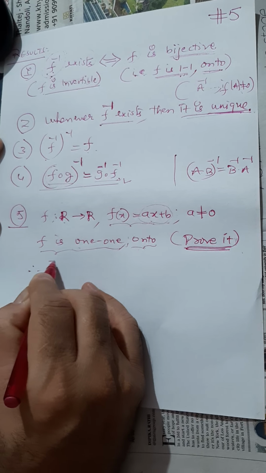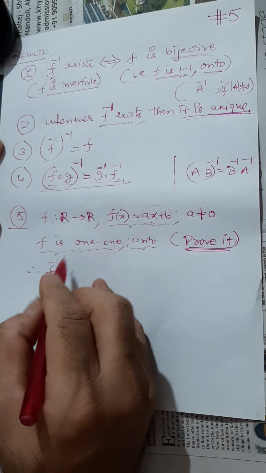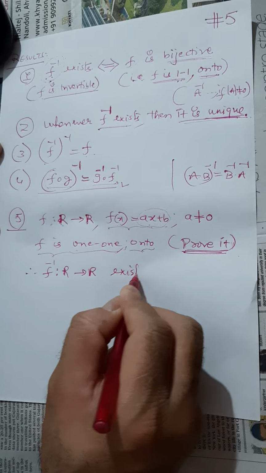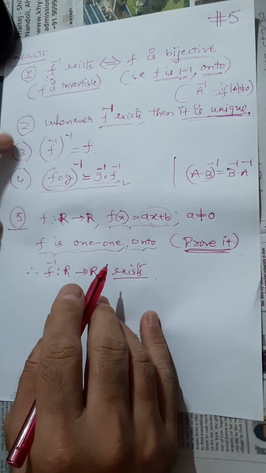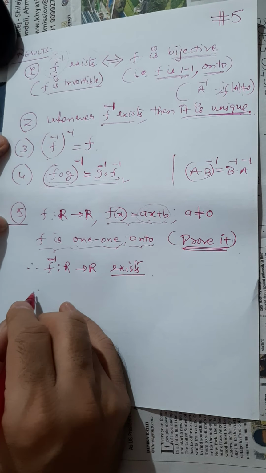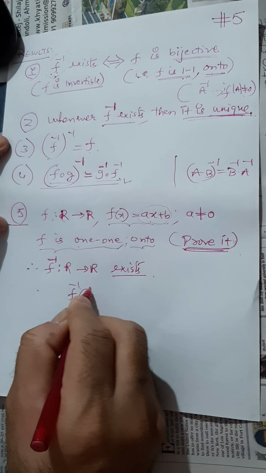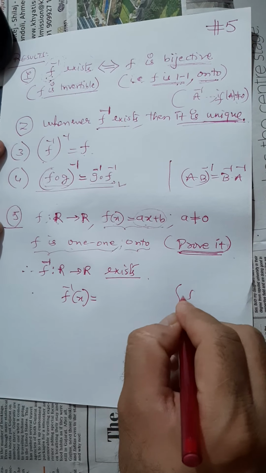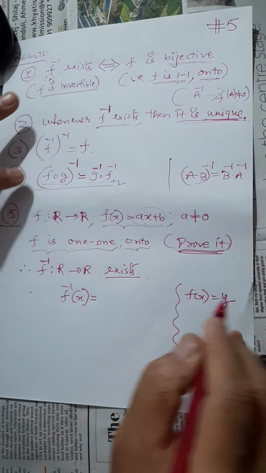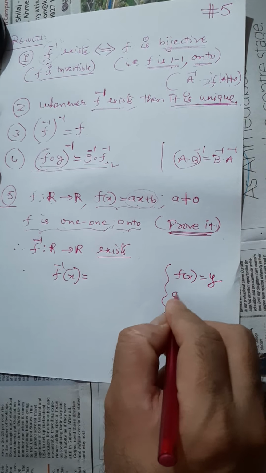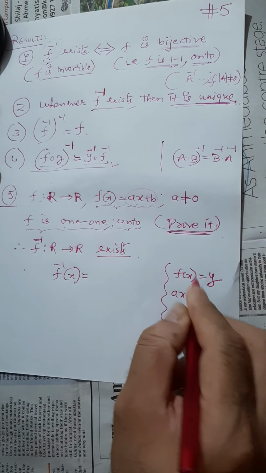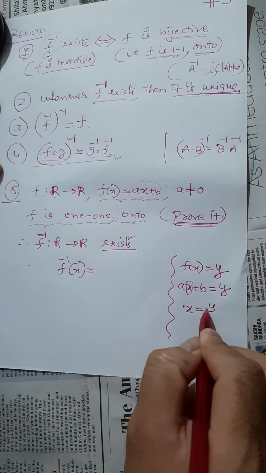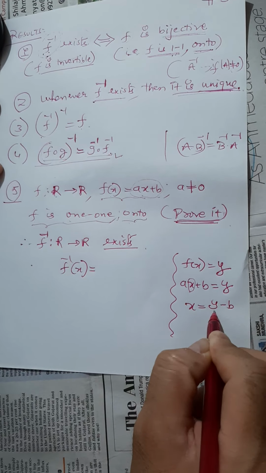So here f inverse, from where to where? R to R again. f inverse from R to R exists because it's 1-1 and onto. Now the question is, what's the formula for f inverse? This way you can find the formula. Take the function as y. So what is f(x) here? ax plus b equals y, and get x as the subject of the expression. So it will be (y minus b) by a.